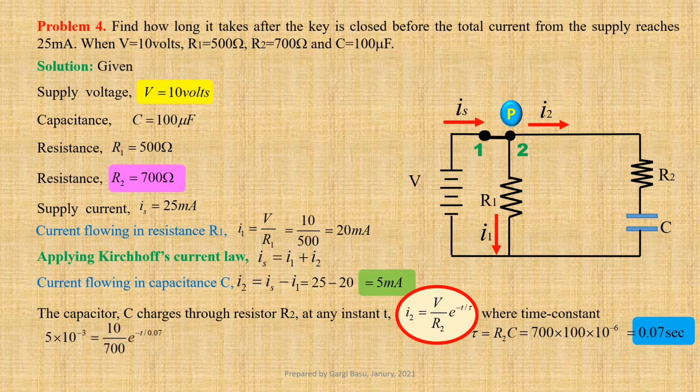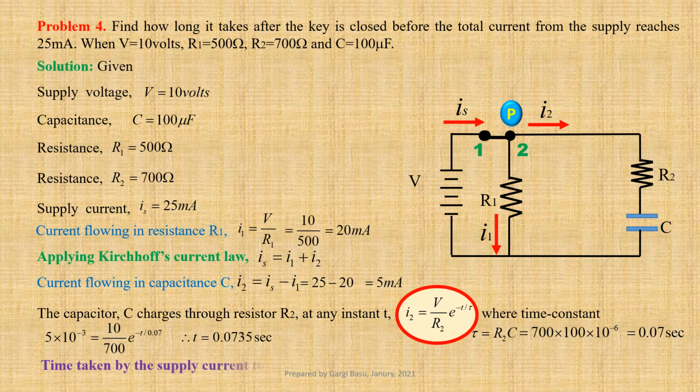Putting values in the expression of current, we get 5 into 10 to the power minus 3 equals 10 divided by 700 into e to the power minus t by 0.07. Therefore, t equals 0.0735 second. We can conclude that the time taken by the supply current to reach 25 milliampere, t equals 0.0735 second.